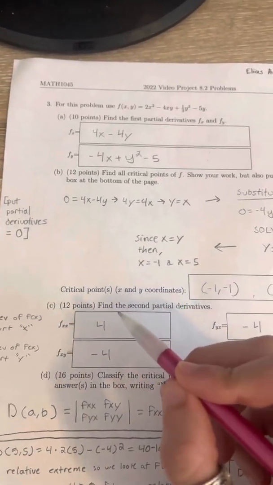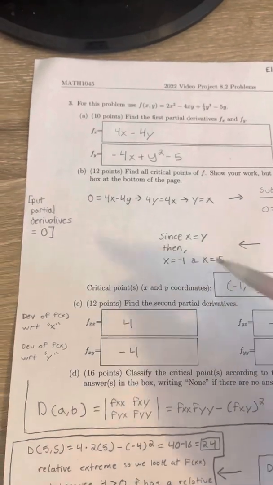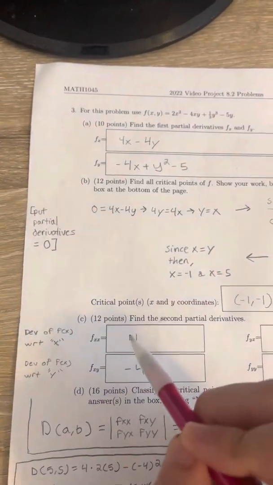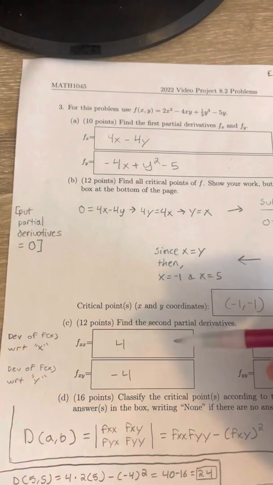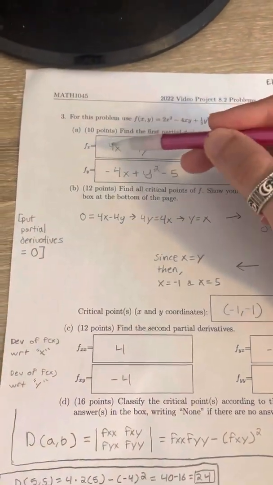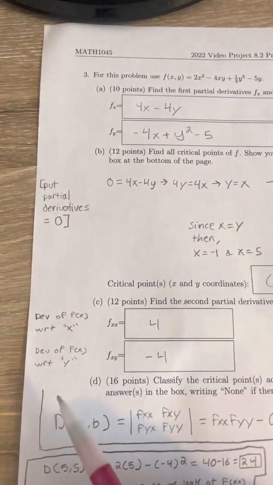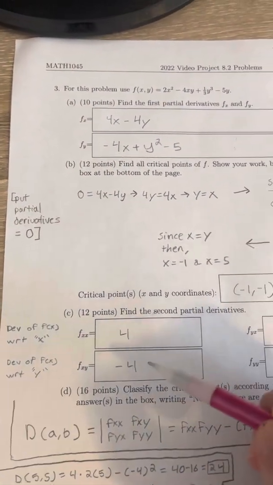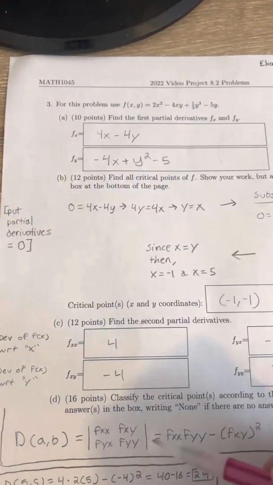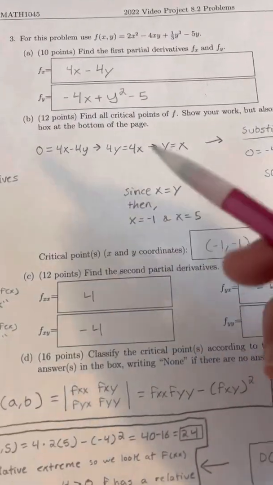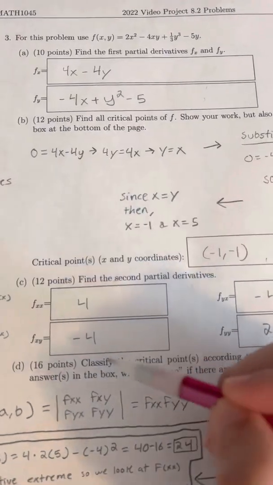Then I'm supposed to find the second partial derivatives. So for the first part, fxx, we use the derivative of fx with respect to x. So that's 4. If we look at this equation, it's 4. And next, we do the derivative of fx with respect to y, so negative 4. So that's the negative 4 right here. 1 times negative 4 is 4. Minus 1 is the y, so we have a 0 instead of the y.